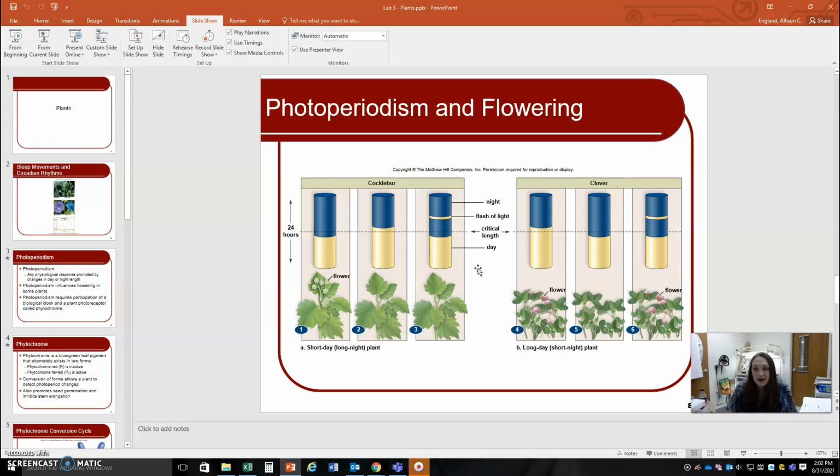So that is pretty much the end of that. What you'll be doing is looking at stomata in different types of plants. You're going to look at some tropical plants, some desert plants, that kind of thing. And then you will have your lab quiz.